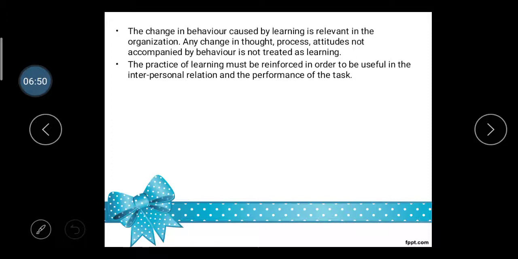Then the practice of the learning must be reinforced in order to be useful in the interpersonal relations and the performance of the task.